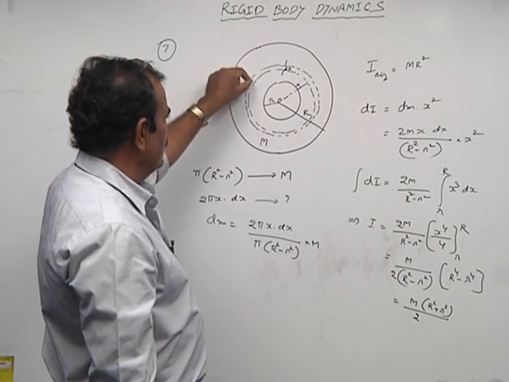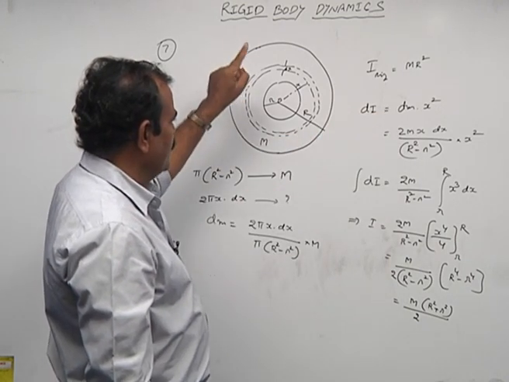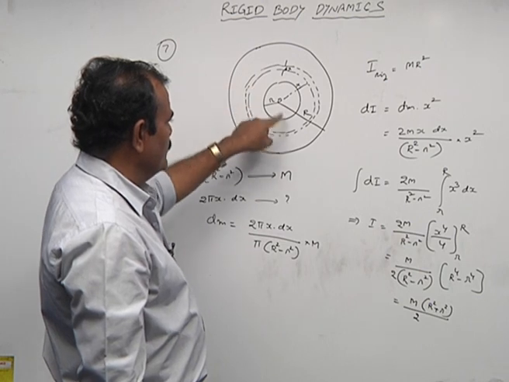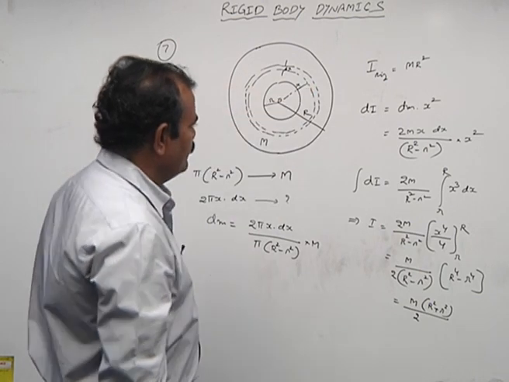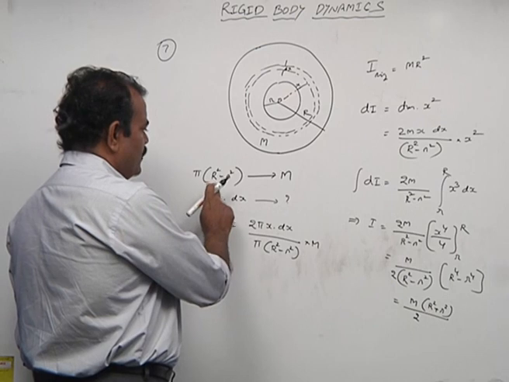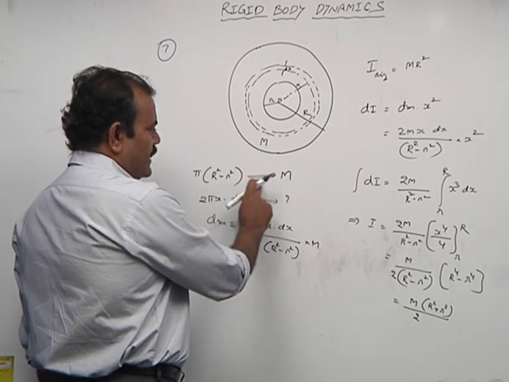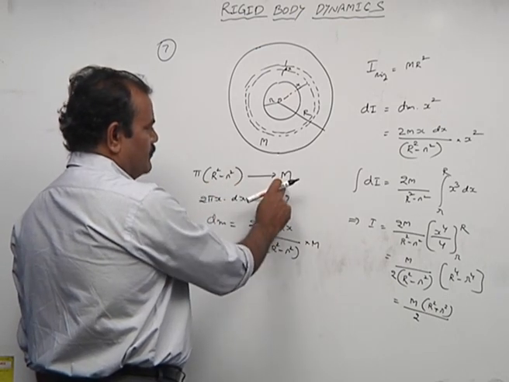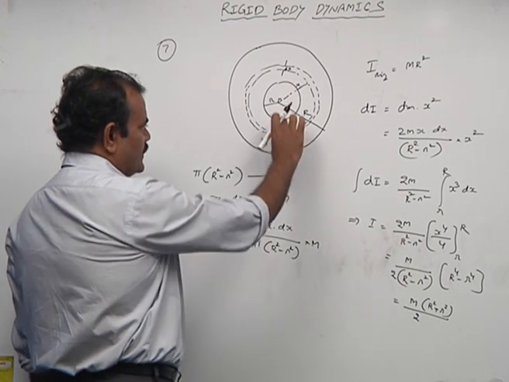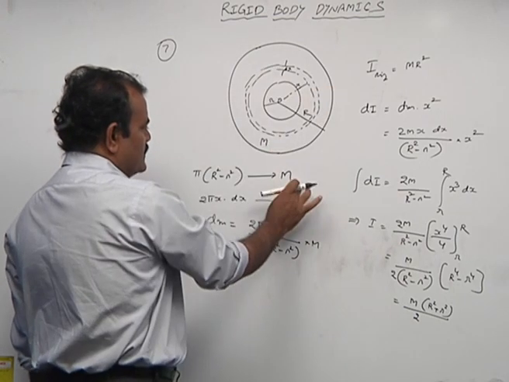So now we are taking this ring, and we have to find the mass of that ring, which we assume is at a distance x. For that we take π of (R² minus r²), whose corresponding mass is capital M. So π of (R² minus r²) indicates this one, and its mass is M.